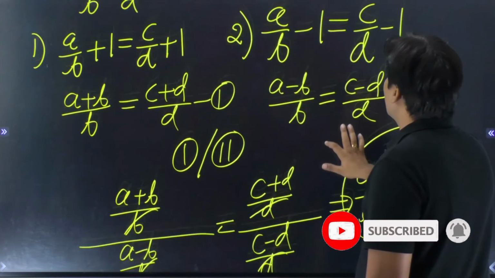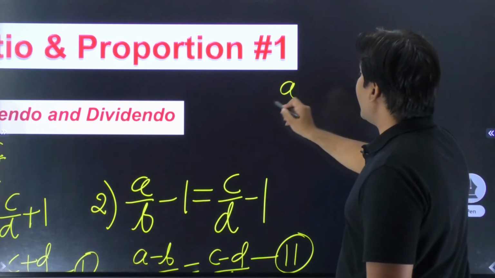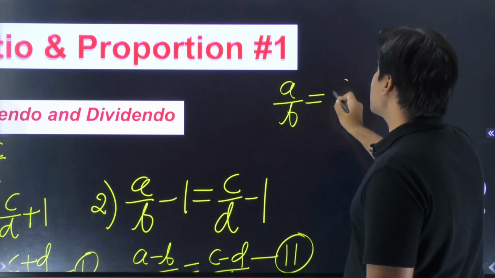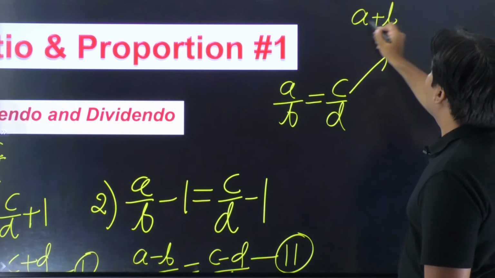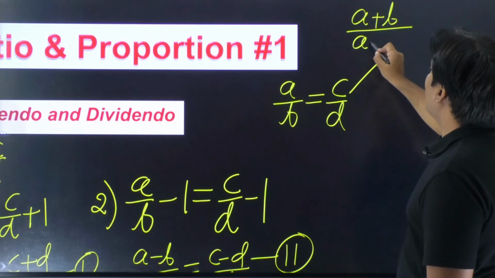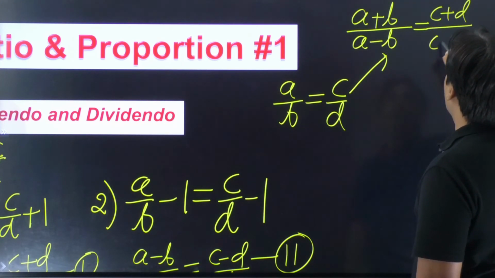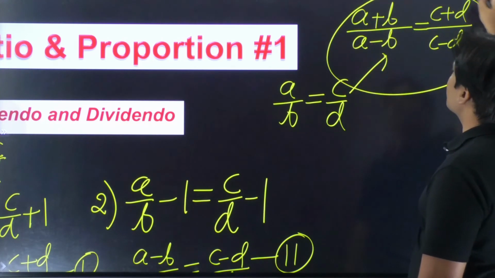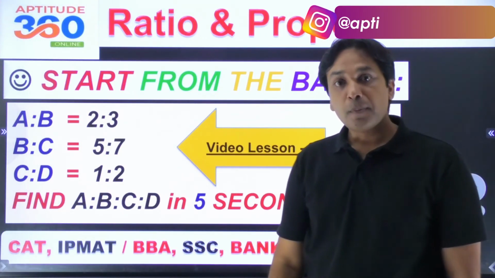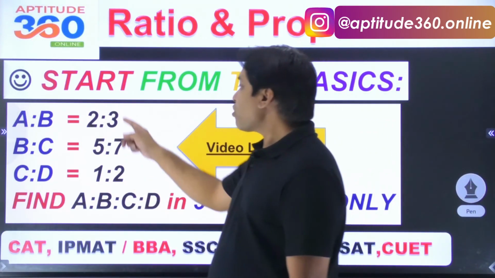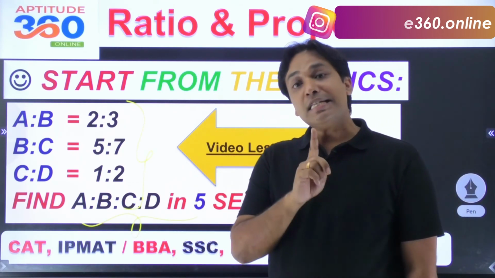So what did we learn out here? We learned that if a upon b is equal to c upon d is given to you, then you can write a plus b over a minus b is equal to c plus d over c minus d, this is what you can write. So this is what we had in this video. In the second video I'm going to be talking about as to how you can find out a is to b is to c is to d exactly in 3 seconds.